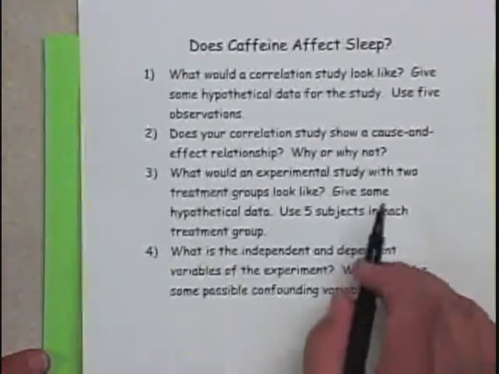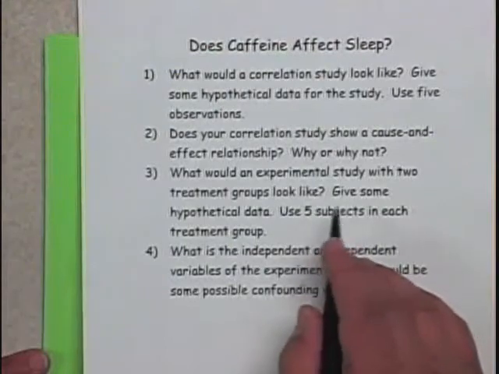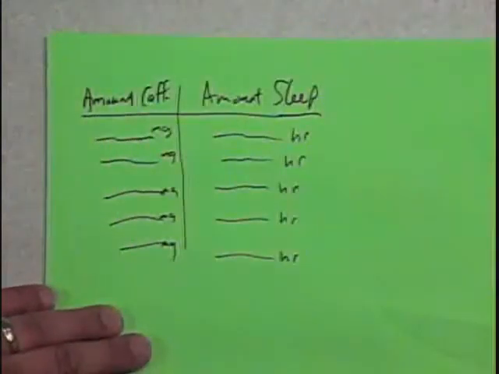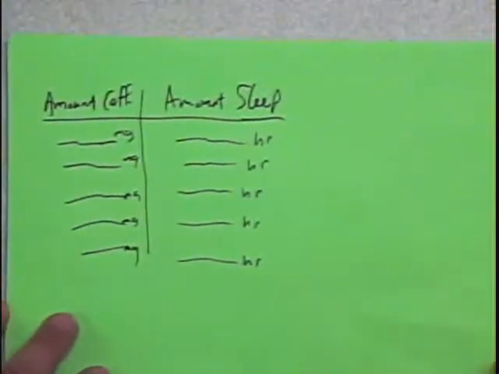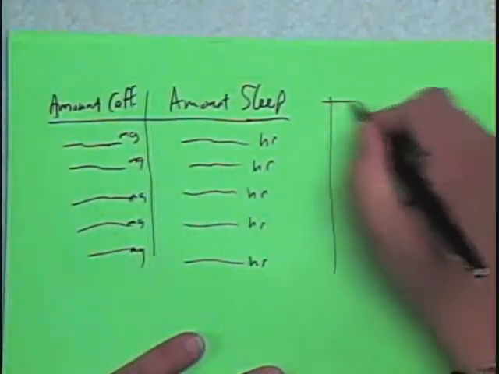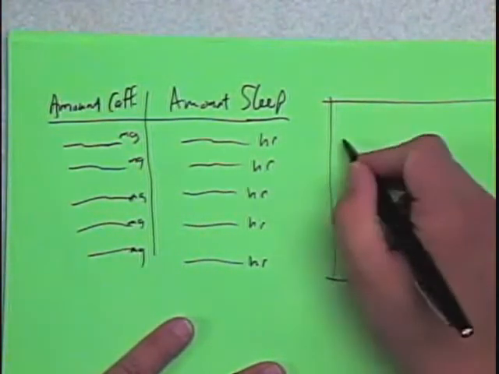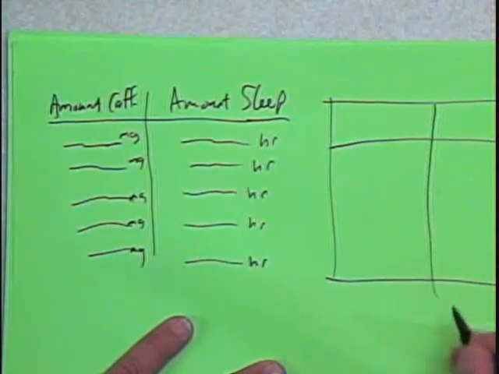So now, what does an experimental study look like? Give 2 treatment groups and give some hypothetical data. Here, I can go ahead and write it on here. So if I had two treatment groups, I would have two groups like this.